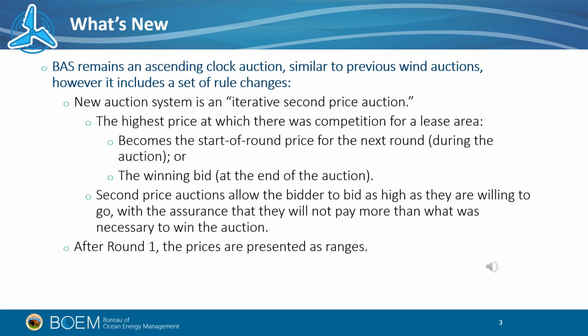Consider an example with a single lease area. The highest bidder wins the lease area and pays the second highest price. This makes bidding the true value a dominant strategy. It is the best strategy regardless of what the other bidders are doing. For instance, if you have the highest bid of $100 and my bid of $90 is the second highest, then you win and pay $90. You can bid your true value, $100, regardless of what the others are bidding. Also, note that after round 1, the prices are presented as ranges.